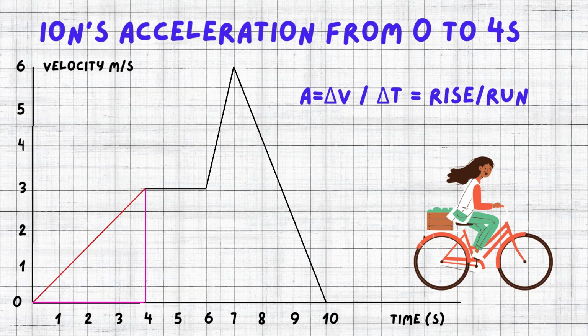A equals delta V over delta T, or in this case we can just do rise over run, which equals 3 meters per second divided by 4 seconds. That equals 0.75 meters per second per second.